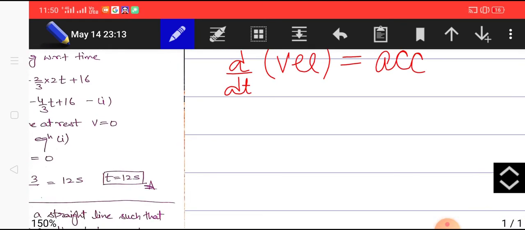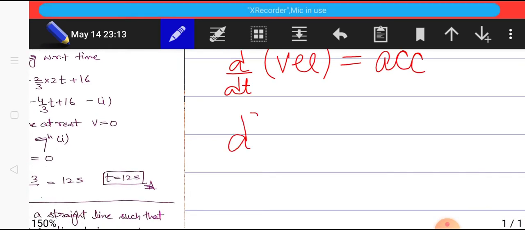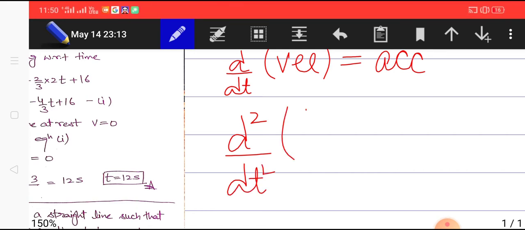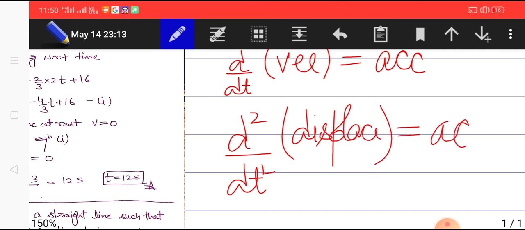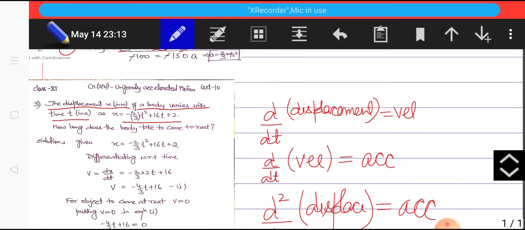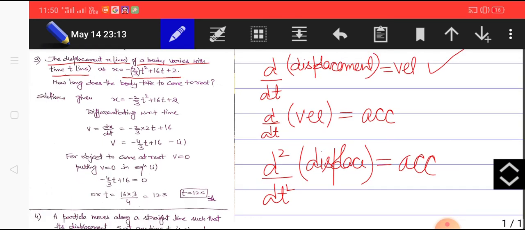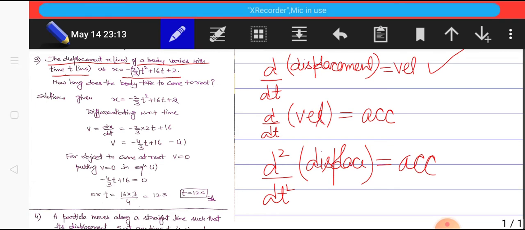We can also write it like double differentiating displacement also gives you acceleration, because it is the same. If we differentiate it once, it will become velocity. If we differentiate it twice, it will become acceleration.